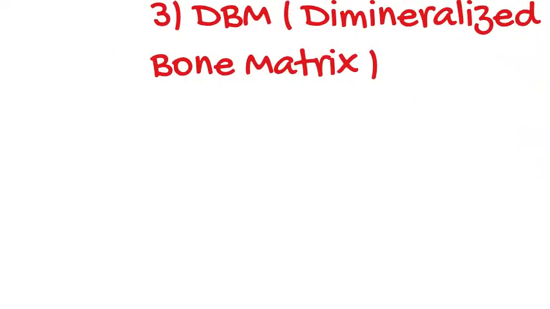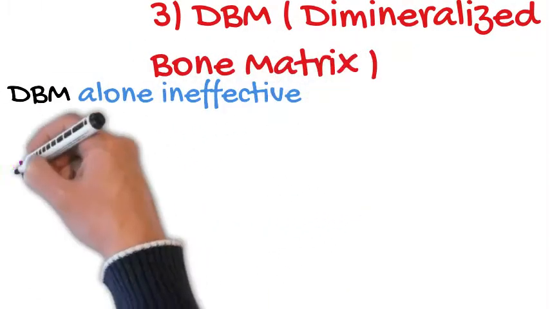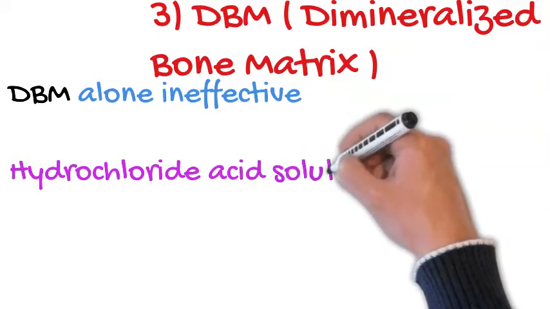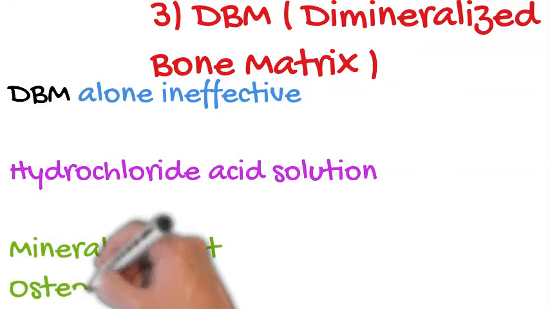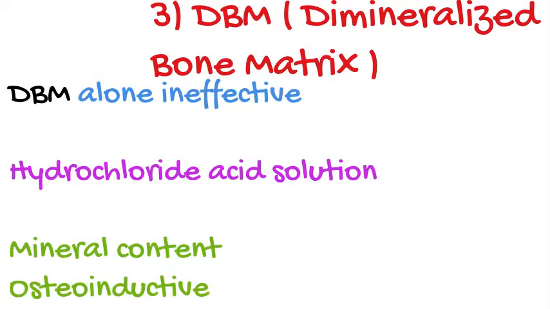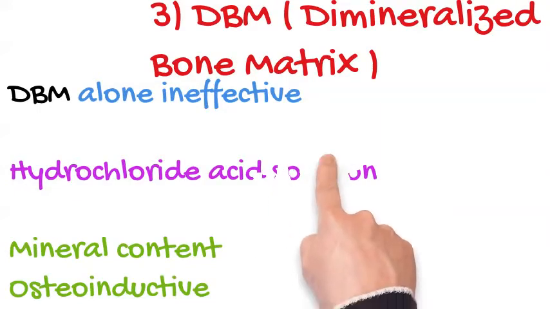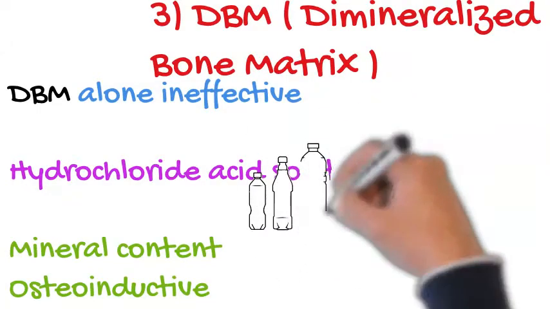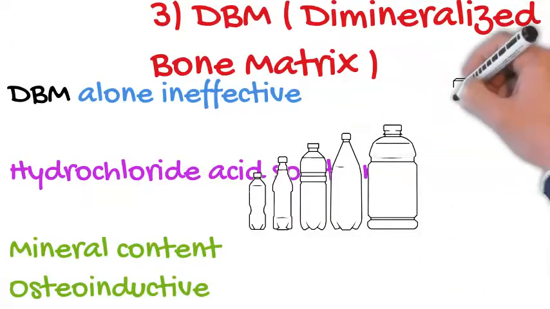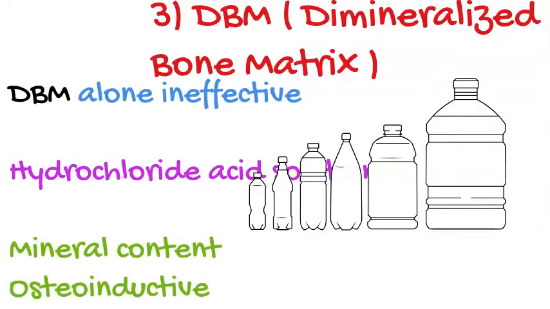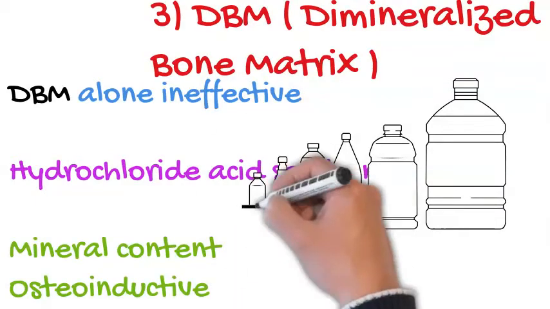3. For DBM, Demineralized Bone Matrix, DBM alone is ineffective in management of non-union and segmental defects. DBM is prepared through the use of a hydrochloric acid solution to reduce the mineral content of crushed allograft bone while preserving the osteoinductive organic scaffold and osteoinductive growth factors.